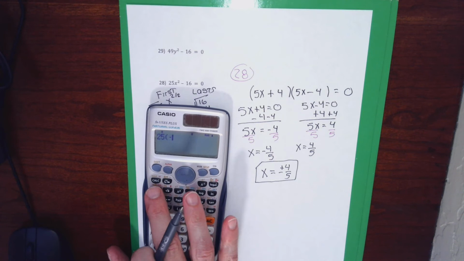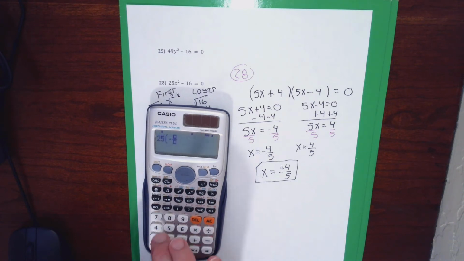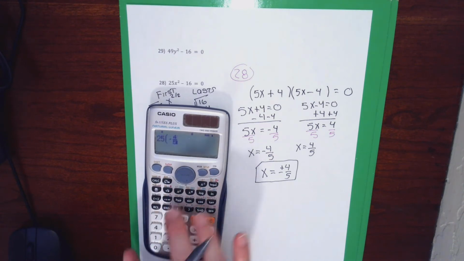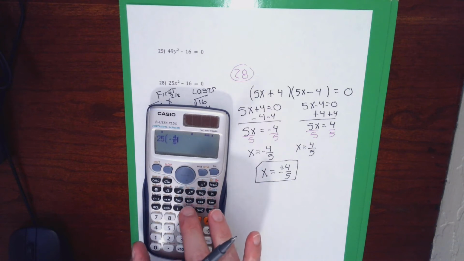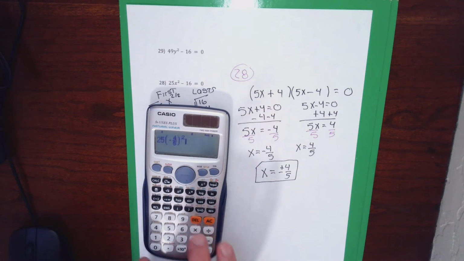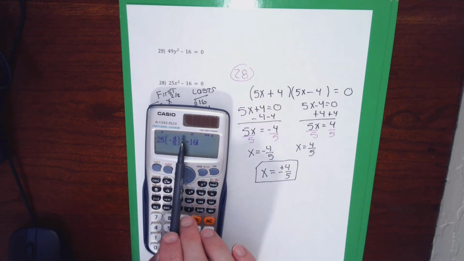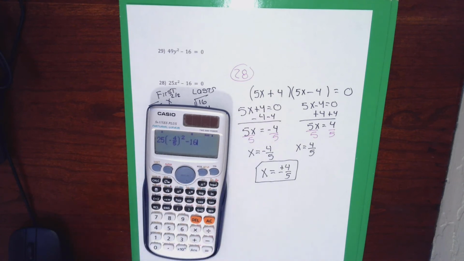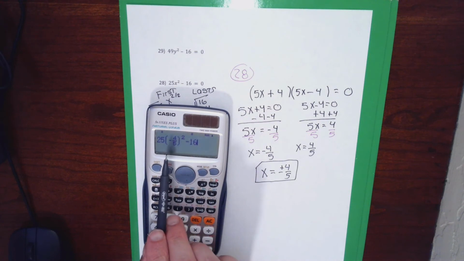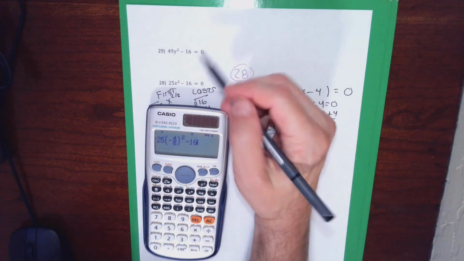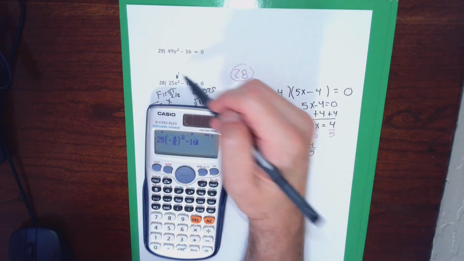I'm going to enter the negative 4/5. I'm going to replace the x with negative 4/5 in the original problem by doing 25, and then put the negative 4/5 in parentheses with an exponent of 2 outside of it, and then minus 16. So this, what's on the screen, is exactly what I get if I change that x to negative 4/5.